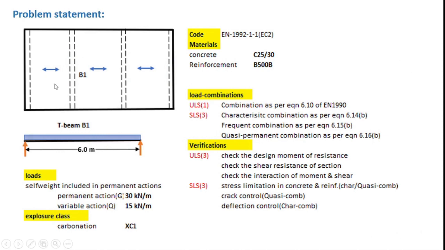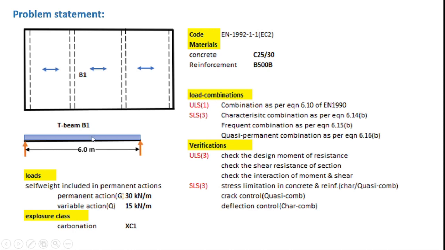As shown in the figure, a slab is cast integrally with a series of beams, and essentially it's a one-way slab. So we are going to proceed with the design of an intermediate beam B1. As the beam B1 bends, the top fiber will always be in compression, and accordingly, a certain width of the slab will act integrally along with the beam B1, forming a T-beam action.